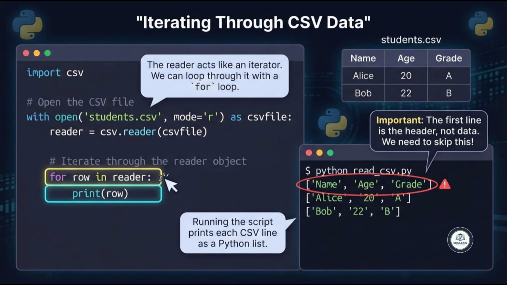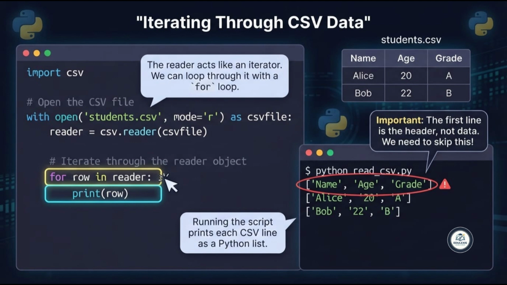Now, the reader object acts like an iterator. This means we can loop through it step by step using a classic for loop. We write for row in reader, and then simply print row. Look closely at the terminal window below as we run the script. Each single line in our CSV file is printed out neatly as a standard Python list of strings. This makes managing data extremely familiar since you already know how to index elements inside a list.